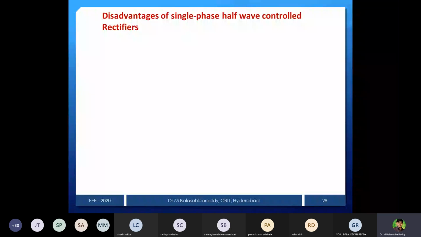And what are the disadvantages of a half wave controlled rectifier? One thing we can see is that the current waveform is not straight. DC means what? It is a straight line, no? But what we are getting is large pulse ripples, and it's not smooth. And the output is also very low. Another thing we can notice is that during the negative half cycle we are not getting any output, because there is only one thyristor. Another name for this, which all of you remember, is a one pulse converter.